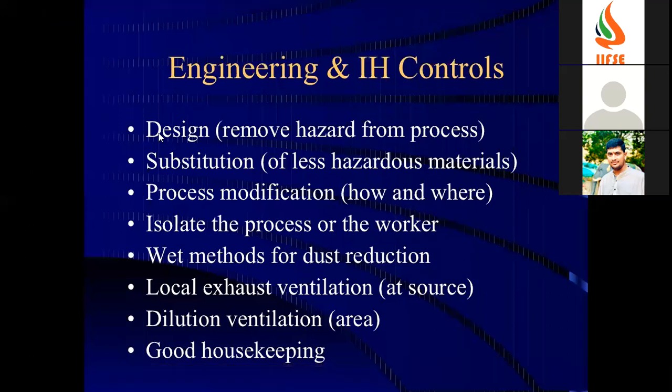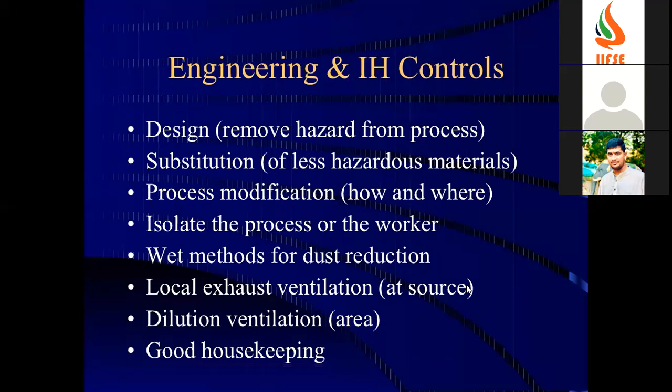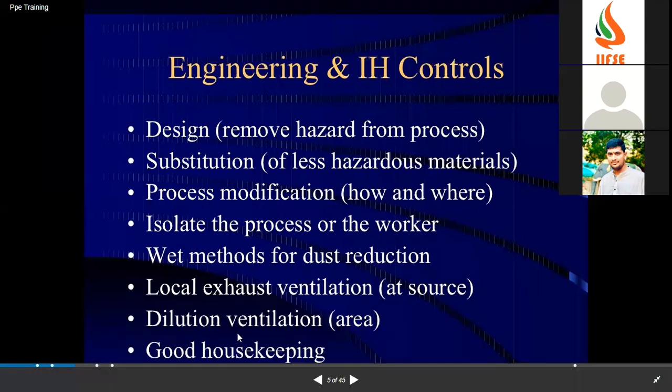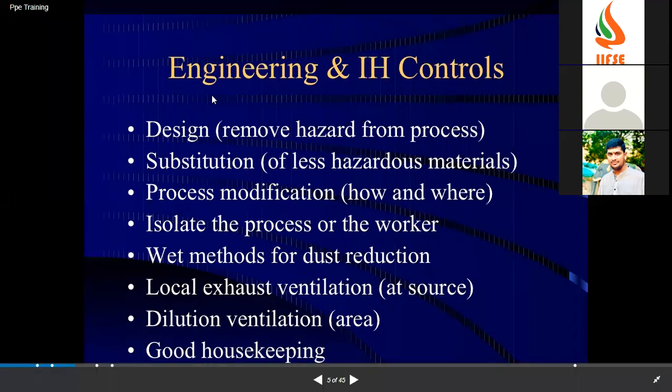And here local exhaust ventilation at source is to some extent an engineering control. It can also be a process modification. So here we have different methods by which we can reduce sources that have an impact on employees or the work environment. Okay, so coming to the hierarchy of controls, what is the process?